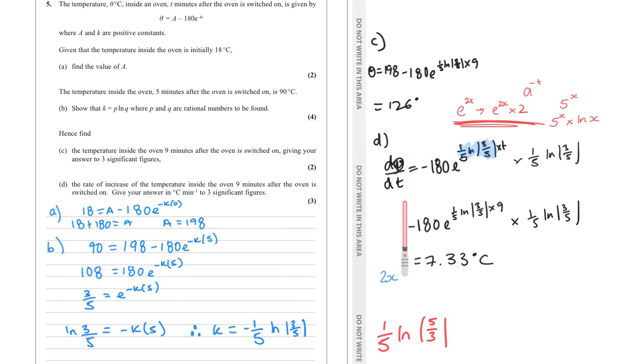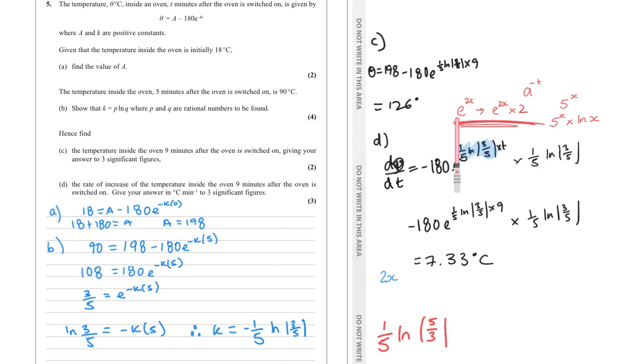So when we differentiate this, we obviously have negative 180e to the minus k, and this is what we worked out was our k. However, remember that ours is a negative, so that's why it's now a positive, to the power times t. Remember, t essentially here is our x. When we differentiate an e, we keep it the same, and then we multiply by the differential of the bracket. And this 1 over 5 ln 3 over 5 is just a number. So this times t, we're just left with this.